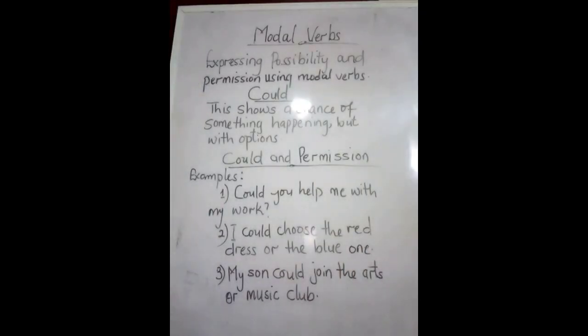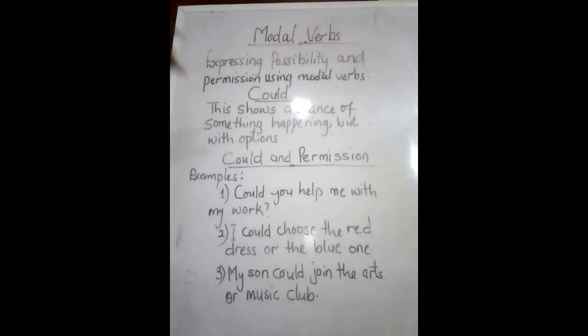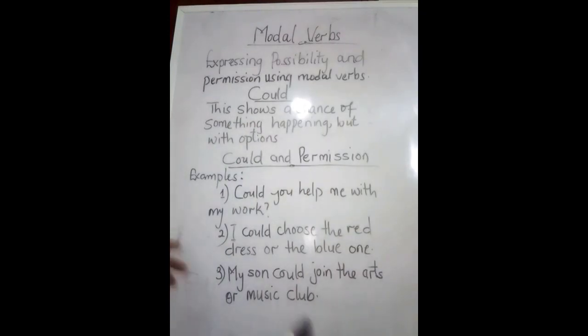I could choose the red dress or the blue one. This is what I was trying to explain when I said that the use of could in expressing permission highlights more the options that an event could have. It focuses more on when events have options than when it is used to express possibility. It is in the use of permission that it actually shows more of when an event has options of happening.